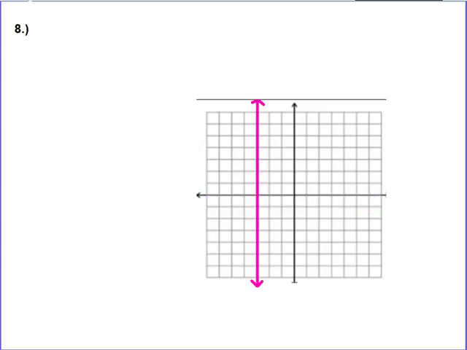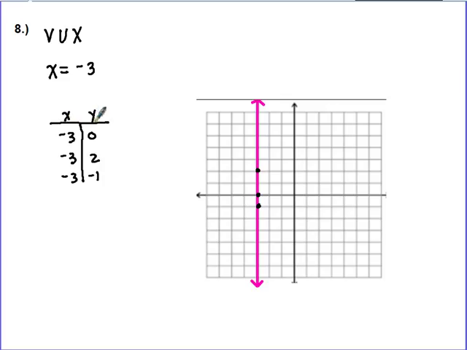Same for the vertical line. Remember VUX. So this equation is going to be x equals, and you go out to your graph, x is -3 here. So at any point on this graph, x is going to be -3. So for example, if you were to list ordered pairs, we would have (-3, 0), (-3, 2), (-3, -1). Anything in the x column will be -3. So the equation of this graph is x equals -3.